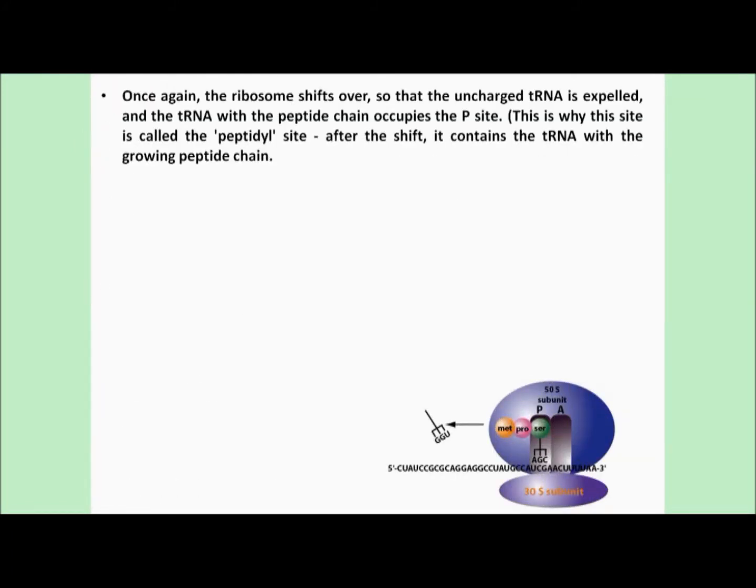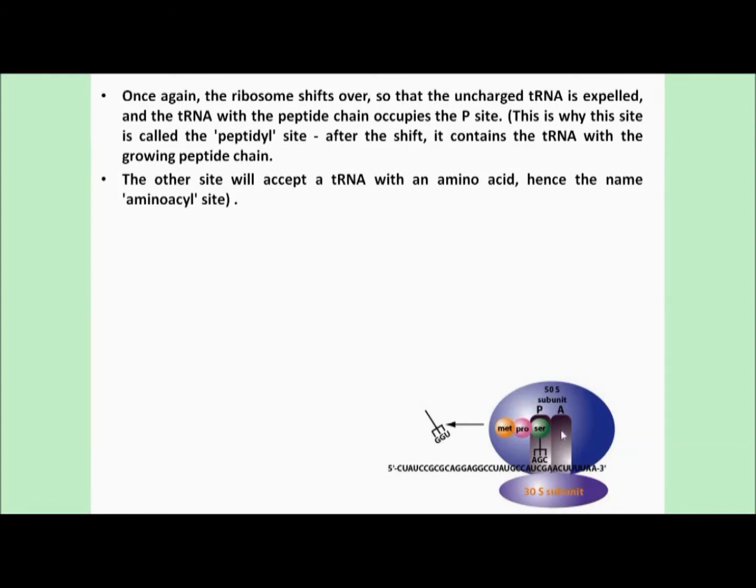Now you see once again the ribosome shifts over so that the uncharged tRNA is expelled every time, right? And the tRNA with the peptidyl, or you can say the tRNA with the peptide chain, occupies the P site. This is why it is known as the peptidyl site after the shift, as it contains the tRNA with the growing peptide chain. Clear? The other site will accept the tRNA with an amino acid. The other site means the A site, thus its name is aminoacyl site.